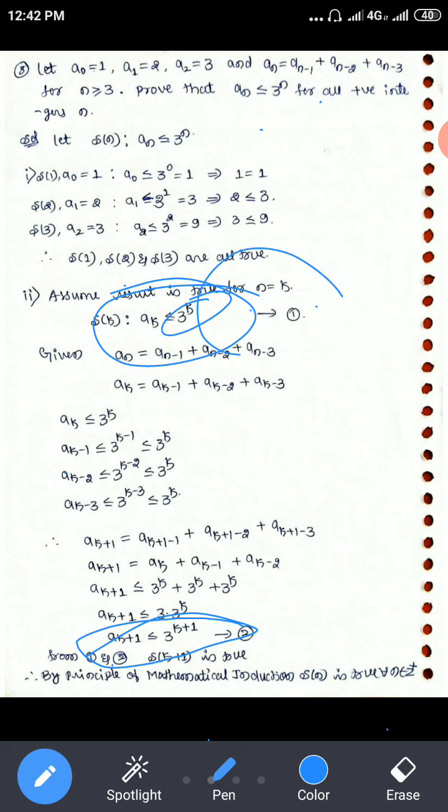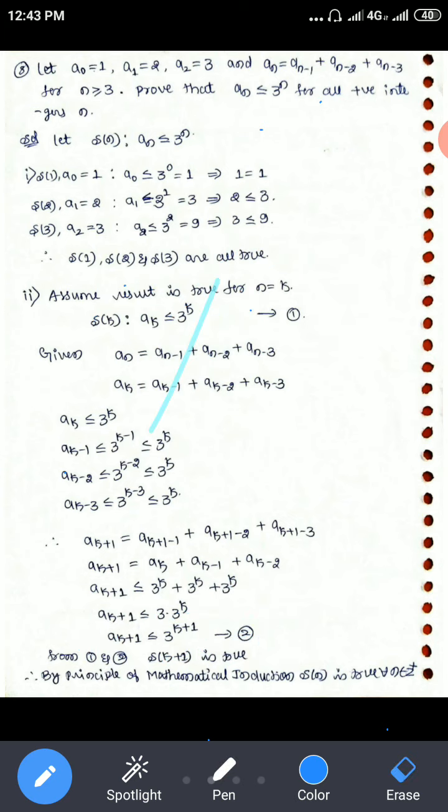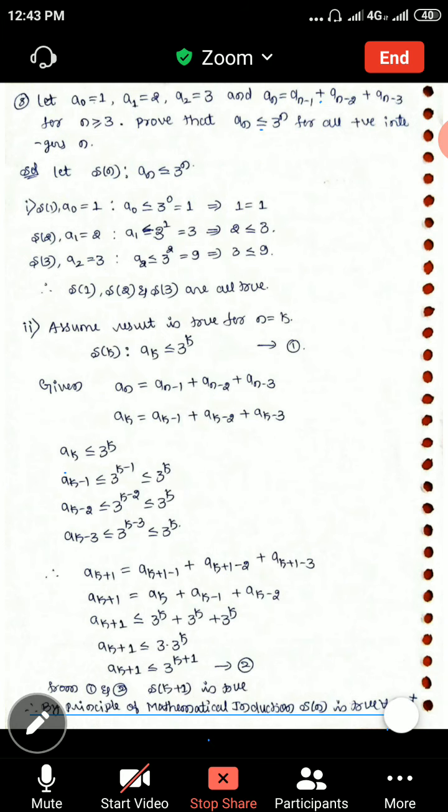Therefore you compare this equation and this equation. So from this, S(k) true implies S(k+1) true. Therefore, by the principle of mathematical induction, S(n) is true for all n belonging to Z+. So these are the examples based on mathematical induction.